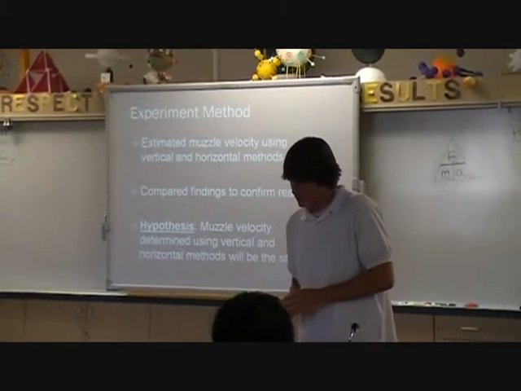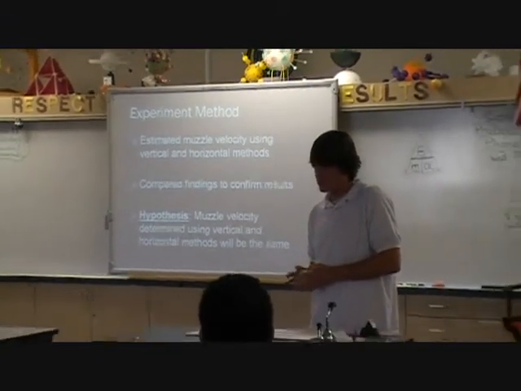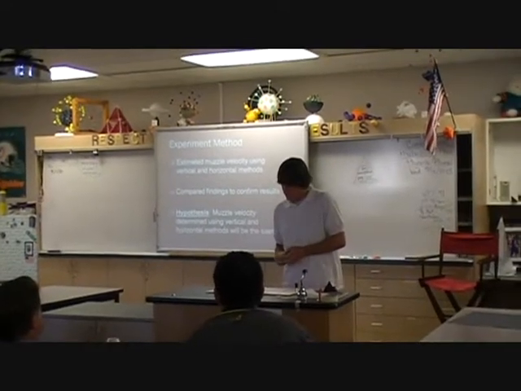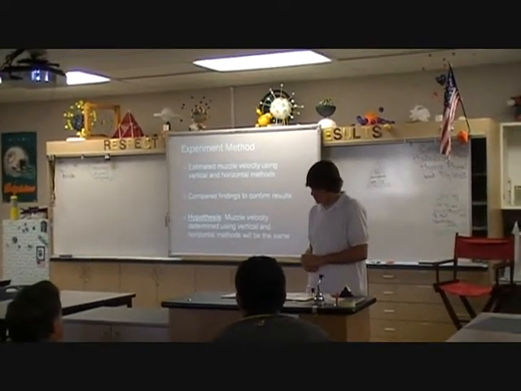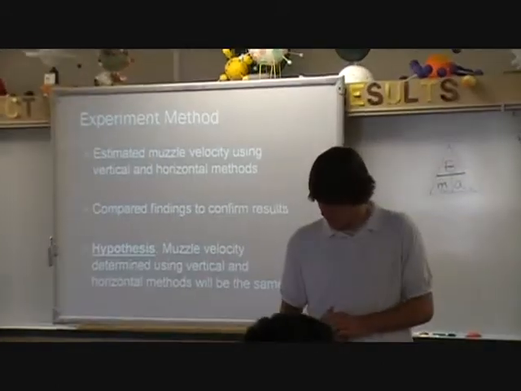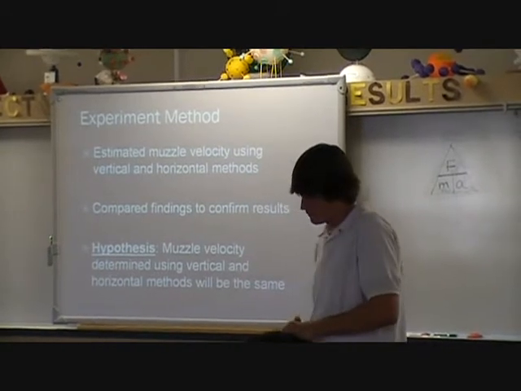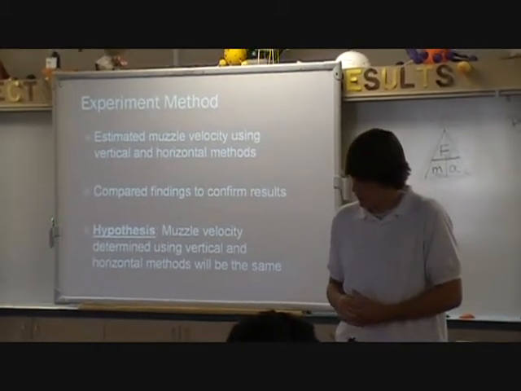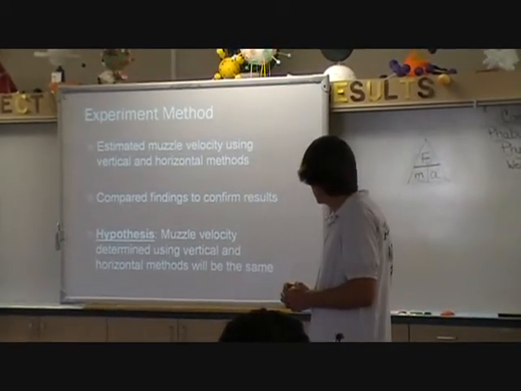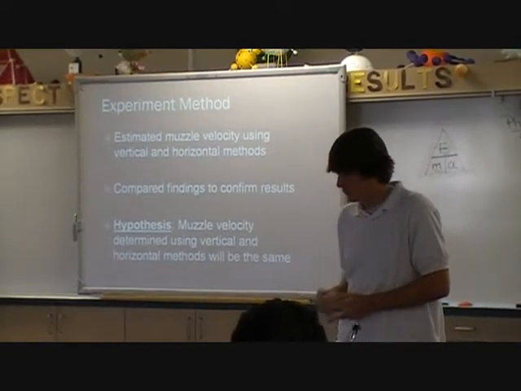In my experiment, I used two methods to calculate the muzzle velocity, a vertical method and a horizontal method. Since the vertical and horizontal components have no effect on each other, I was able to focus on either only the vertical motion or only the horizontal motion to estimate the muzzle velocity of a Nerf gun. I was then able to compare the findings to confirm the results of my experiment. I hypothesized that the muzzle velocities determined using the horizontal and vertical methods would be exactly the same.